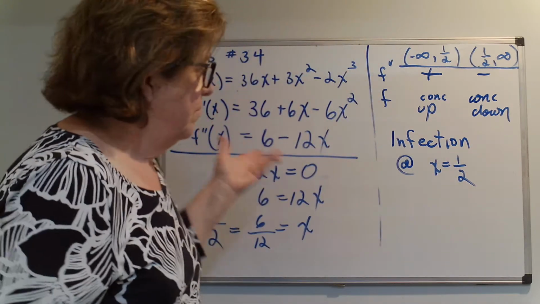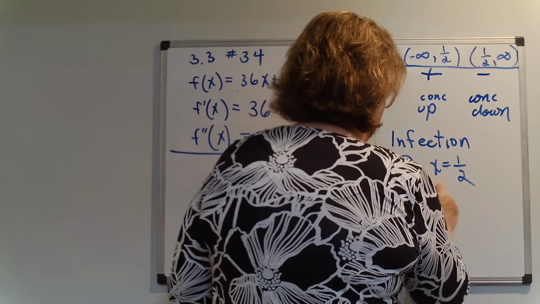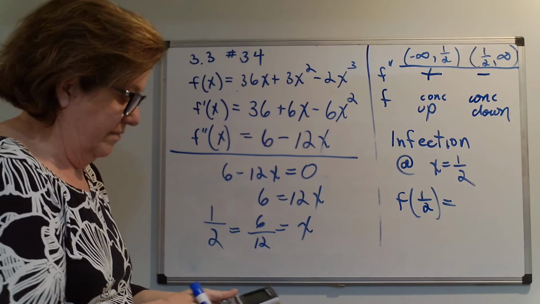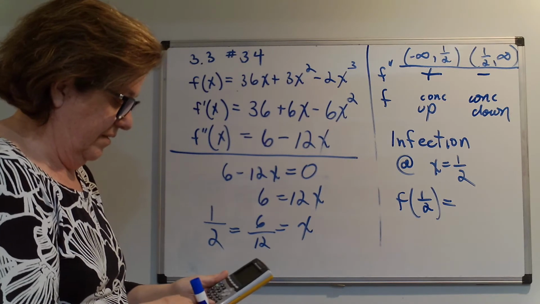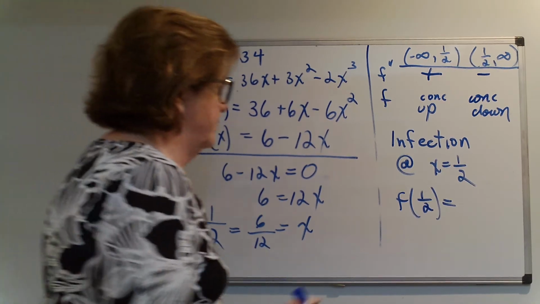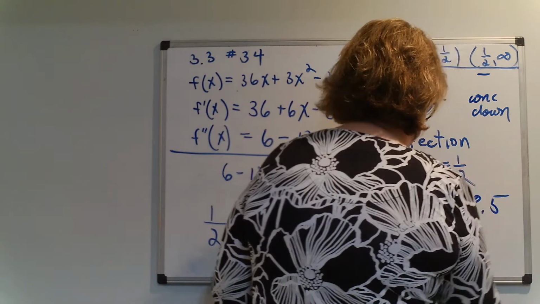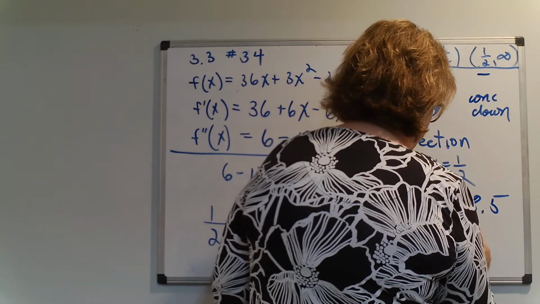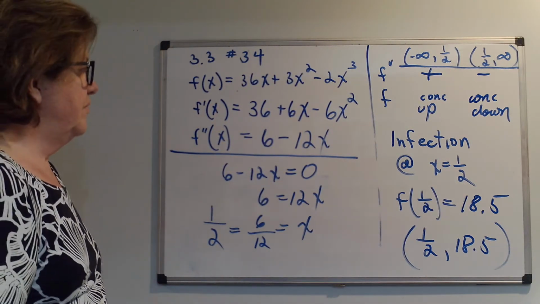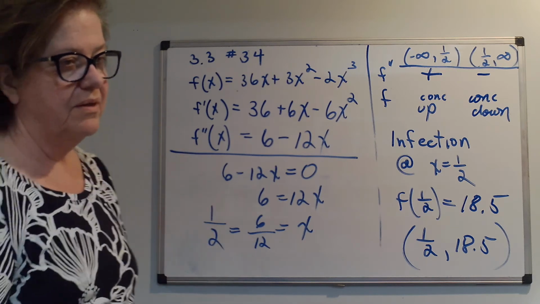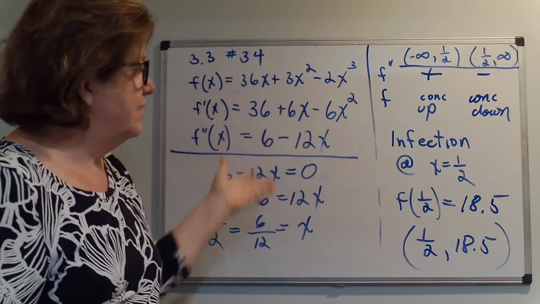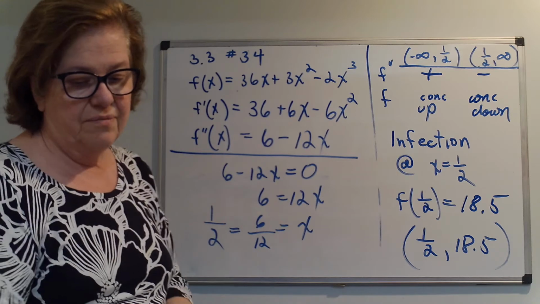What is that? Well, we'd have to put that into the function and find the y coordinate. So I'm going to do that now. I already have my function in there. So it looks like it's 18.5. So our inflection point is (1/2, 18.5). Okay, so you know the inflection points, you know the local maximum and minimum points. Since we have the formula for the function, we can get the y values. You could sketch the graph even without a calculator.